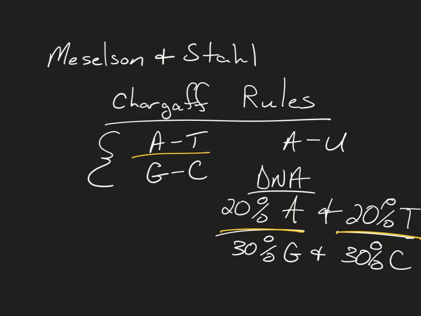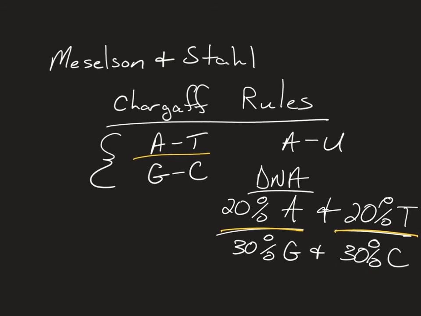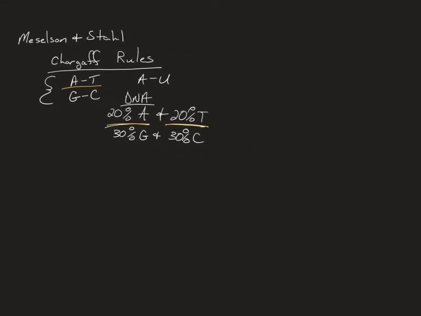So if I know that for every A I have a T, and I have 20% A, then I have to have 20% T. Well, that leaves me 60%, so G and C must be 30% each. All that I can figure out with just that simple rule that you all knew already.